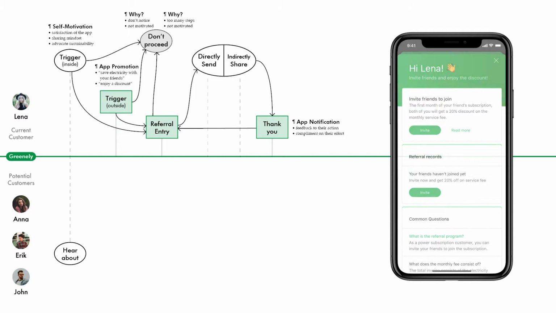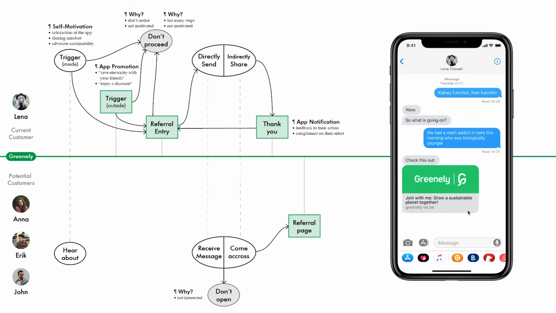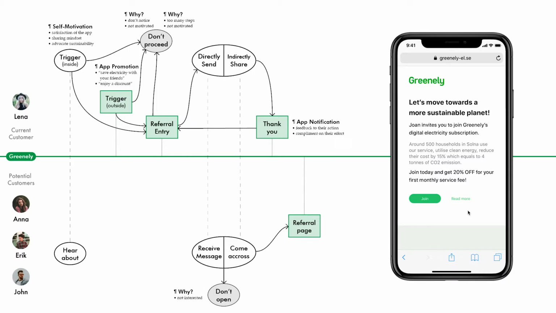Now let's take a look from the other side. What happens when Lena's friends receive invitations? What happens when they see the message and open the web page? Let's have a tour of this page first. The landing page has an encouraging slogan and leverages social proof by stating the progress made by other people living in the same community. It also points out the incentive, a 20% discount on the first month's service fee.